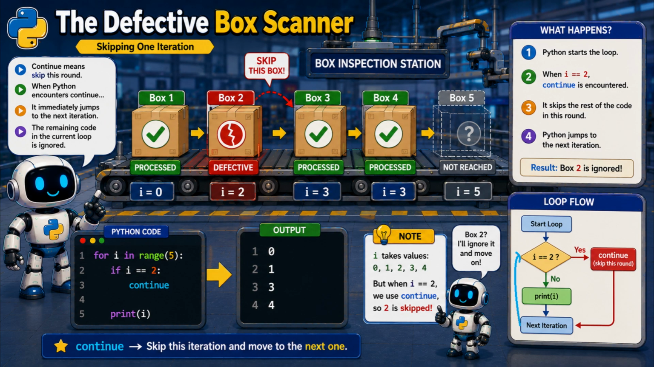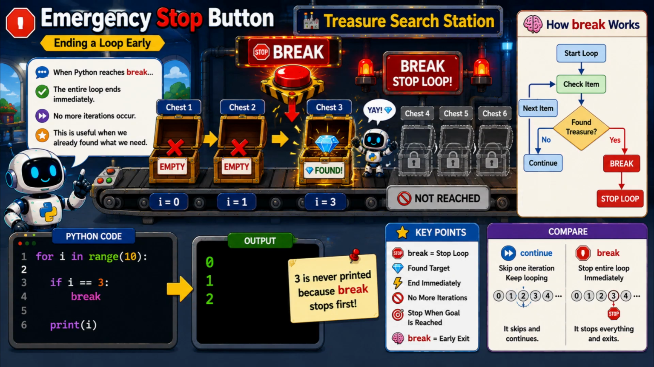Continue means skip this round. When Python encounters continue, it immediately jumps to the next iteration. The remaining code in the current loop is ignored. When Python reaches break, the entire loop ends immediately. No more iterations occur. This is useful when we already found what we need. Continue skips one iteration. Break stops the entire loop. They are powerful tools for controlling program flow.